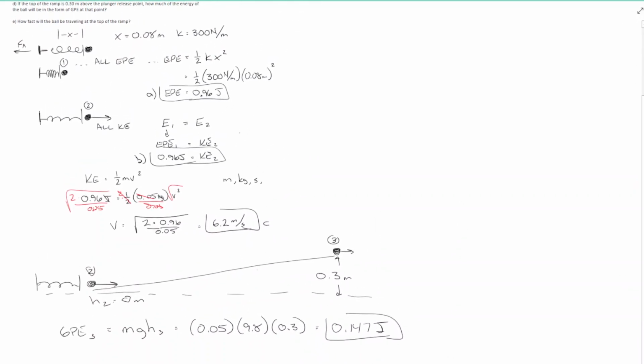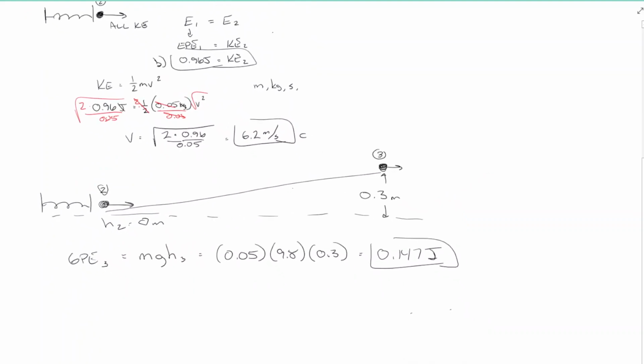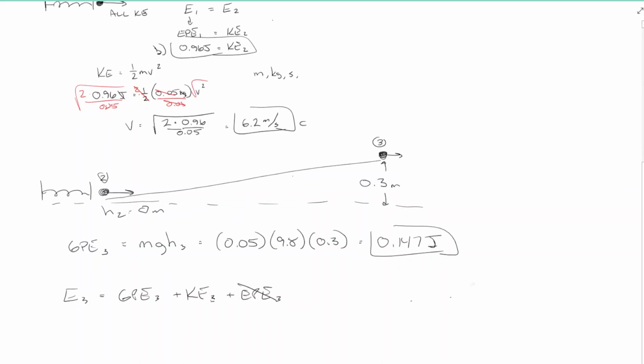Well, how fast is the ball traveling at the top of the ramp? Well, now we've got to consider that kinetic energy, right? So let's look at the energy at position 3. Energy at 3 is now an object that is elevated. We have GPE at 3. It is moving, or we're assuming it's moving. They want the velocity, so we have kinetic energy at position 3. And is it compressing a spring? Can we add elastic potential energy at 3? Well, the spring is back at position 1 and 2, so there is no spring energy. Right? So this becomes our equation.